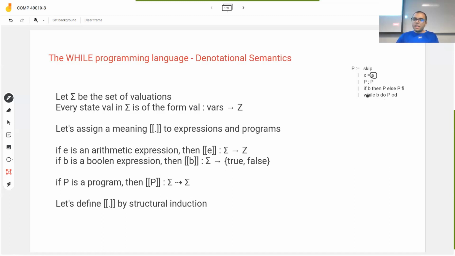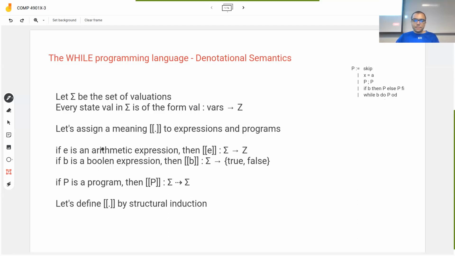And similarly, inside my if and while, I have guards. I have these conditions that should be satisfied, in this case, for the while to go and execute P, and in this case, for the if to decide if it goes to the then part or the else part, right? So I have to somehow also give meaning to my Boolean expressions. So when is a Boolean expression true and when is it false?